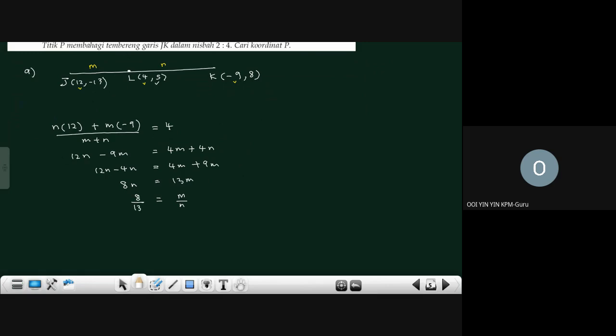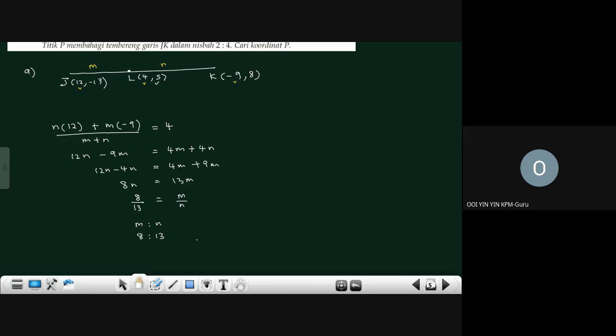Like this. Okay, you know what? You move 13 to the other side, it becomes divide, right? And move to the side m here, also divide, right? So that makes your ratio m to n is 8 to 13. Yeah, that is how you find your ratio.